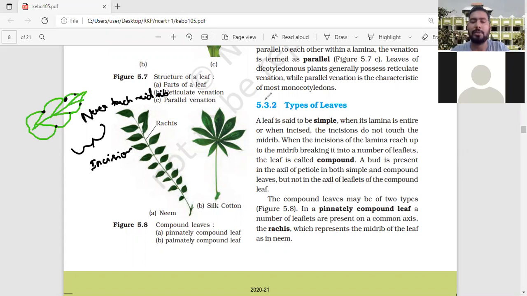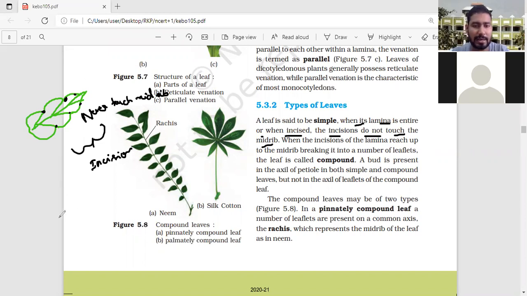Are you getting or not? Just read: a leaf is said to be simple when its lamina is entire or incised. Entire means whole, and incised means a little bit of incision. The incision does not touch the midrib. Now you can say the incision goes up to here, but it is not going to touch the midrib. So this is called the simple leaf.